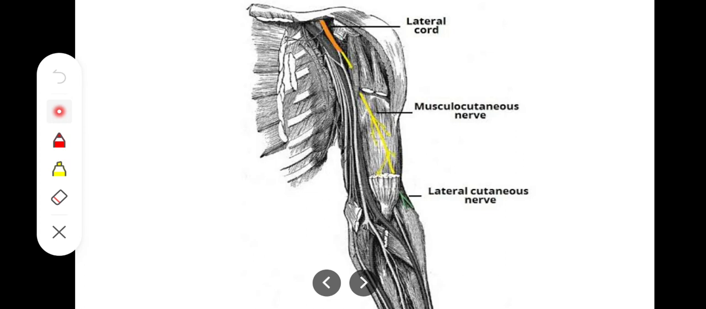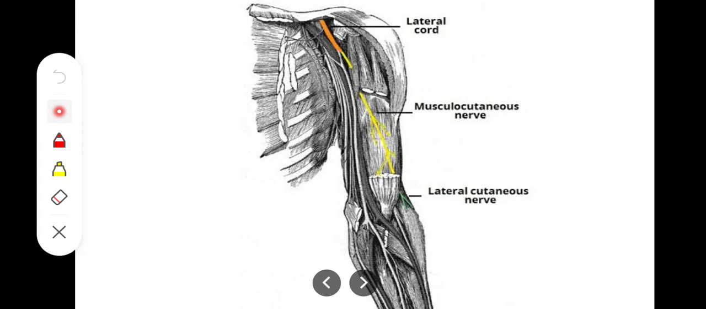So there are some cutaneous branches of a nerve and there are some muscular branches of a nerve. So the muscular branches of this nerve are only in the arm region, while the cutaneous branch to the lateral aspect of the forearm is its continuation actually in the forearm region, right? So let's take a look about its relation.